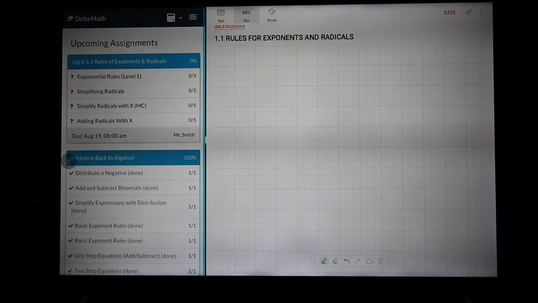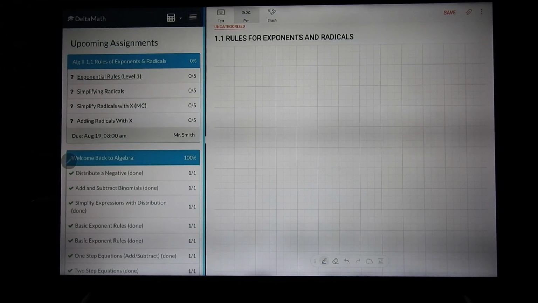Hi everyone, this is a help video on 1.1 rules for exponents and radicals. Over on the left side here I have my Delta Math assignment. It has 4 different categories right here, 1, 2, 3, 4, and each one has 5 problems in it, so you get some good practice in here.